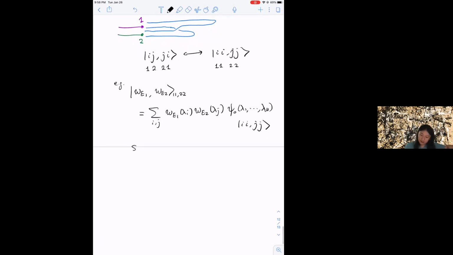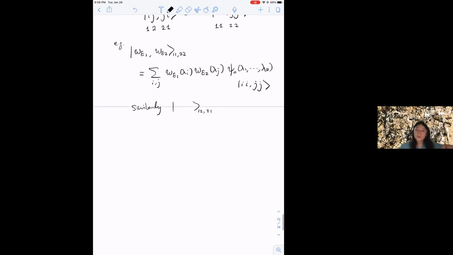Likewise, similarly for this thing with 1, 2, 2, 1. So now I can calculate the tree level long to long scattering amplitude in the matrix model using the Born approximation, similar to this example I showed in the collective field theory. So this is minus 2 pi I.